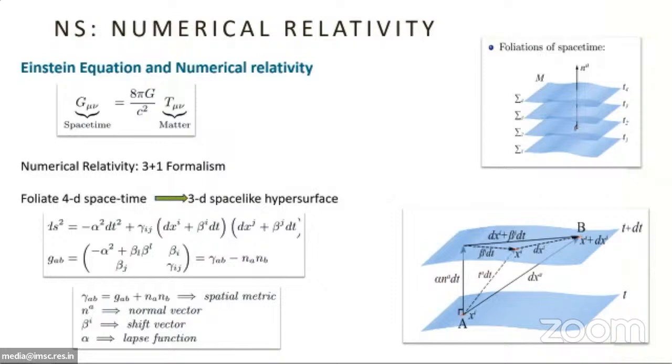different hypersurfaces at different times. So there is an evolution of time, and this is how this foliation is done. We go from a 4-dimensional metric g_ab to a 3-dimensional spatial metric gamma_ab. We have a normal vector which takes it along the different evolution of time. We have this shift vector, which is the shifting of the hypersurfaces in the spatial dimension, and we have this lapse function which takes us from one hypersurface to the other hypersurface in time.